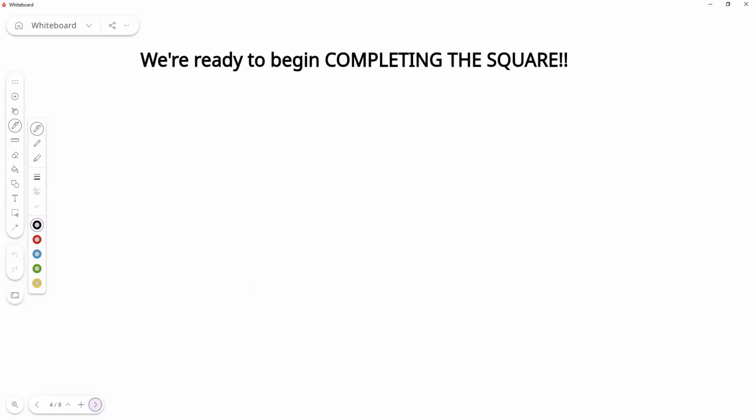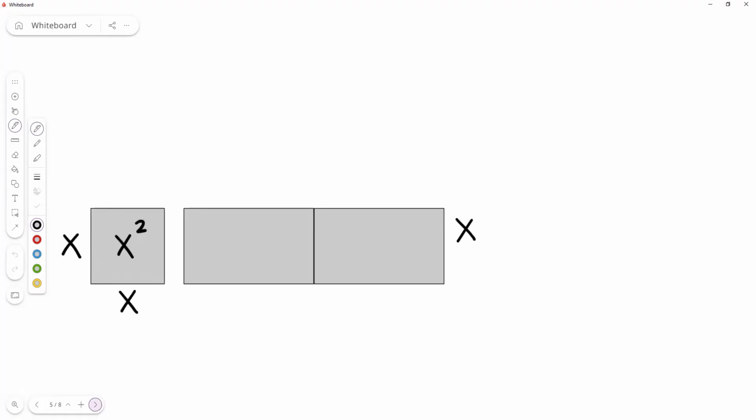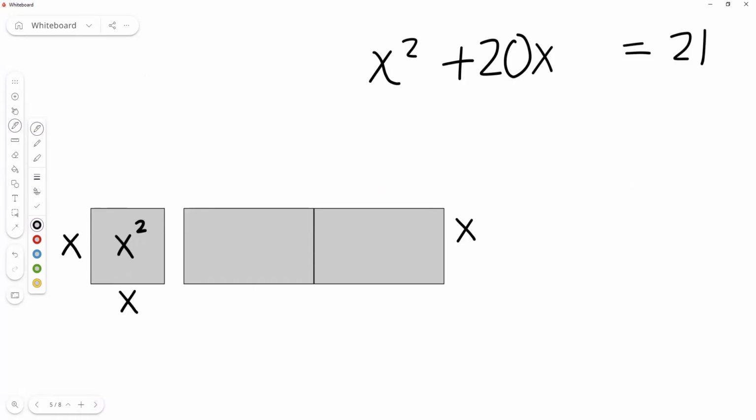Now that we know how to do that, we're ready to complete the square. So here's the first thing we got. Now, I'm going to write up a quadratic. I'm going to start with this, and I want it to be a little thicker. So this is going to be x squared plus, I'm going to make the b term 20x, and then we're going to make it equal to 21, right? So what this is saying is that we got a quadratic equation equal to 21, and that means that the square plus the rectangle is equal to 21.